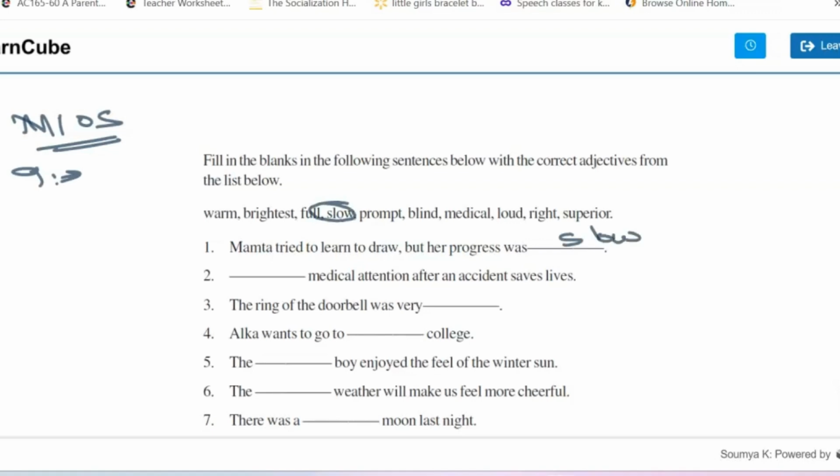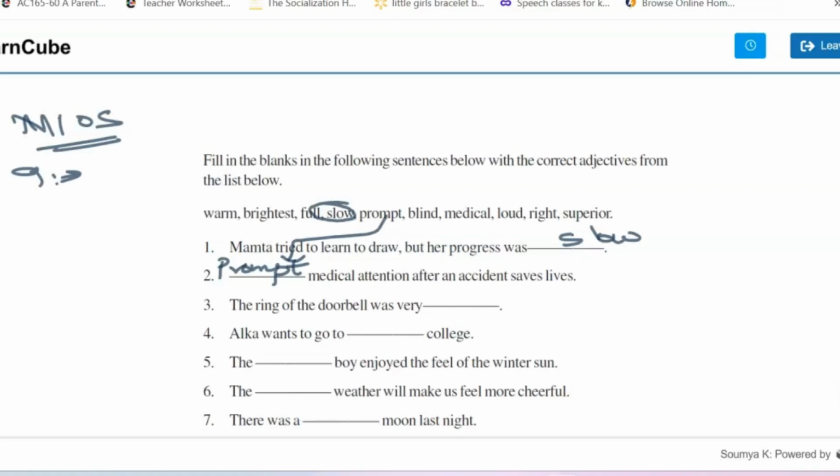Next one is blank medical attention after an accident saves life. So what kind of medical attention saves life? It means something which is done fast. So warm, brightest, full doesn't match. Prompt, blind, medical, loud, right, superior. So this prompt is the exact word here. If you are not sure of the word, just go to the other options and then when something is left out, try to fill it out there.